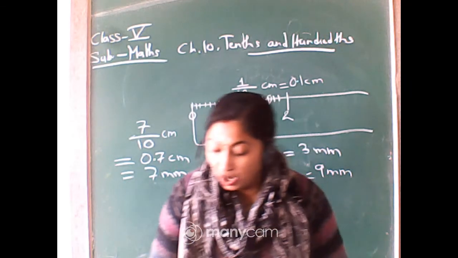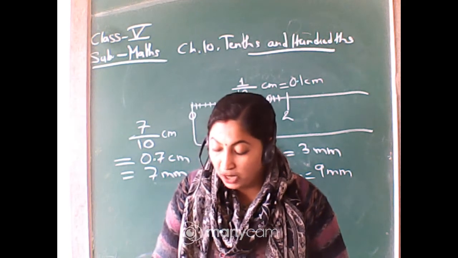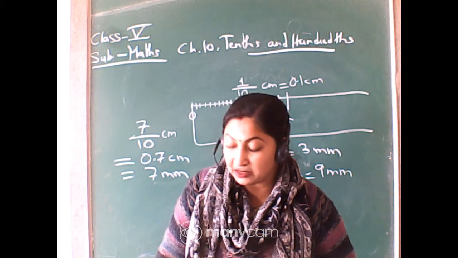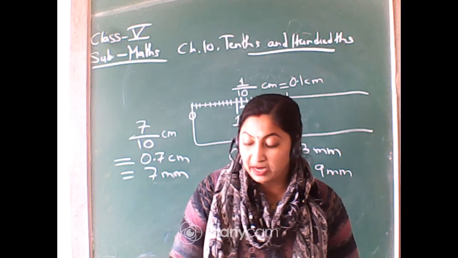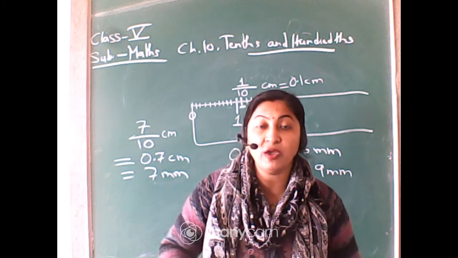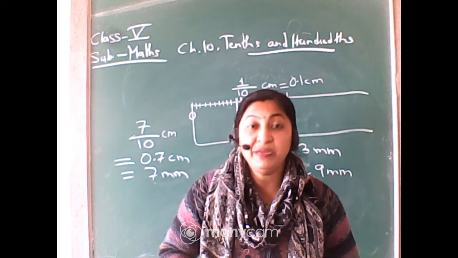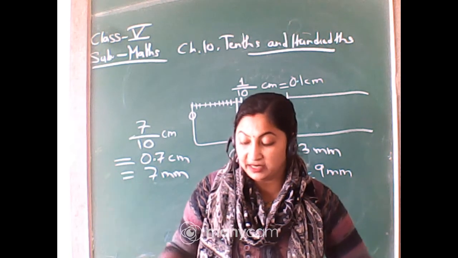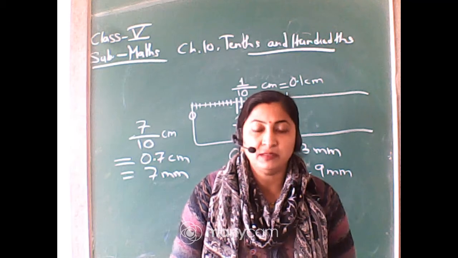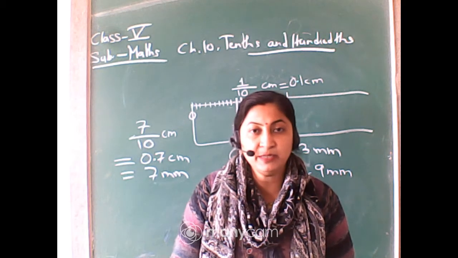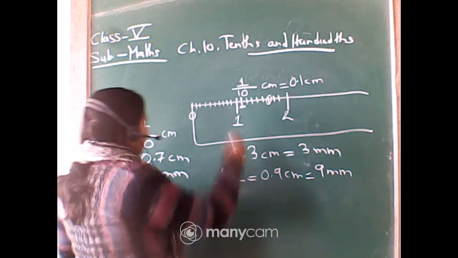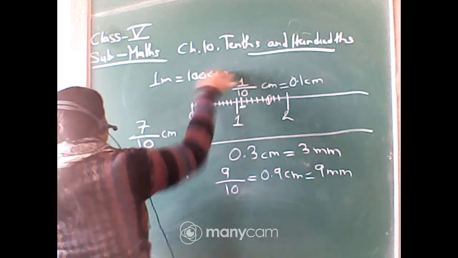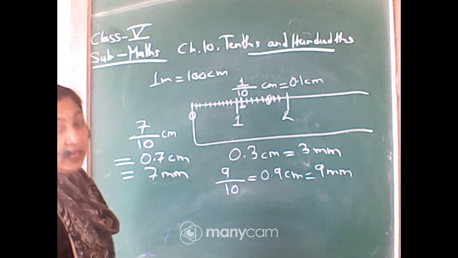Next one. How many of the big frogs will fit on the 1 meter scale? Now you have to find out how many of these bullfrogs can sit on a 1 meter scale, a big scale. See, 1 meter means 100 centimeter, isn't it? As you know, 1 meter is equal to 100 centimeter. Now here it is given 30.5.